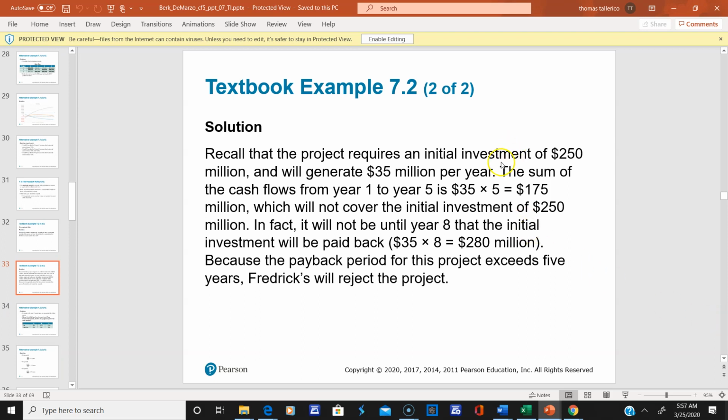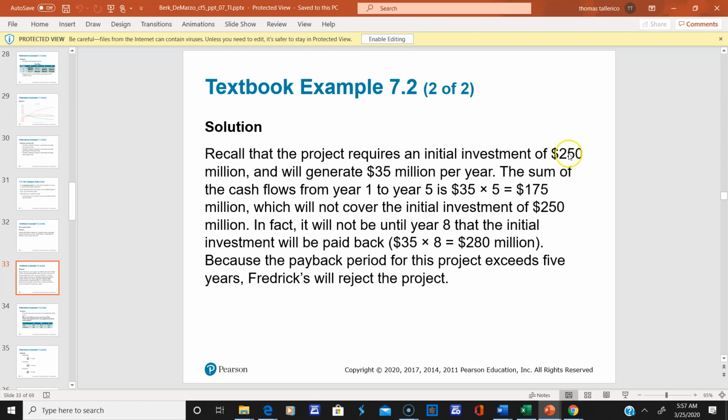So if we look back, the project needed a $250 million initial investment, and it was going to generate $35 million per year. The sum of the cash flows from year 1 to year 5 is 175 million, which will not cover the initial investment of 250 million, okay? In fact, it will not be until year 8 that you get your money back, right? So you can see you're positive here, but it took you 8 years. But you could have been investing money all this time, right?